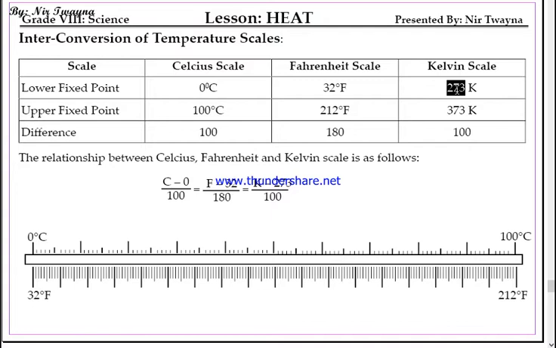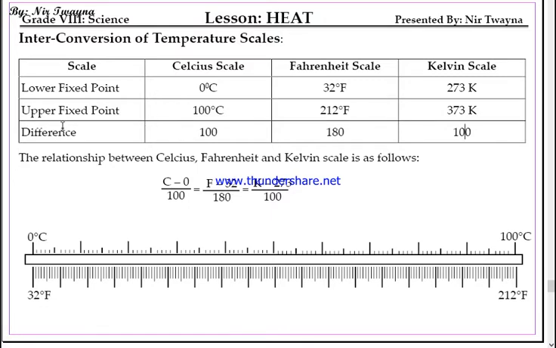That means even the molecules of ice are vibrating. And the temperature at which water starts to boil was found to be 373 Kelvin. So see the difference. In Kelvin scale also, LFP and UFP is divided into 100 equal parts. Okay, do you understand this table now?